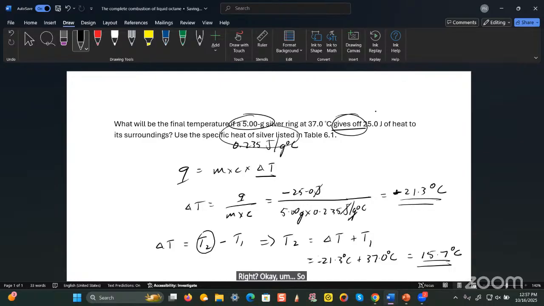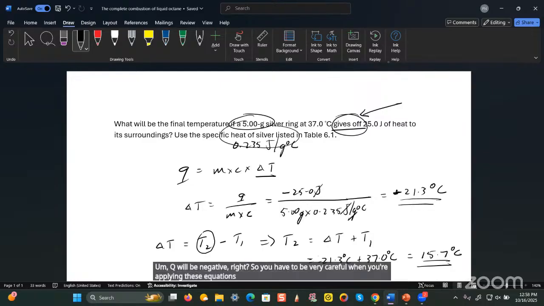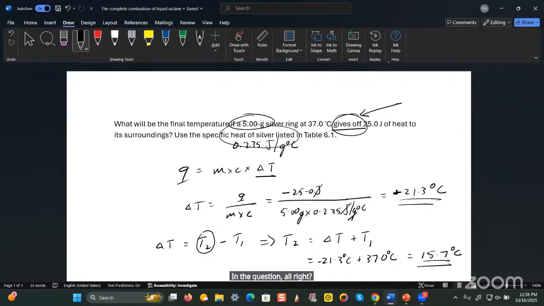So it's very important. I can tell you based on past experience, when it comes to these kind of questions, the most common error I would say is the wrong interpretation of the question. Like for example, students not recognizing that giving off heat corresponds to Q being negative, right? So you have to be very careful when you're applying these equations based on the information provided in the question, all right?